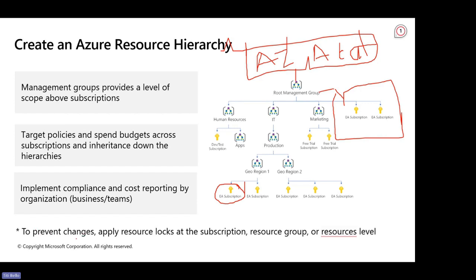Now, note here, to prevent charges, you need to apply what we call resource locks at the subscription level, resource group level, or at the resource level itself. And when we mean resource lock, that means maybe you want to limit the type of resources that these people, HR, can create. You can lock down certain resources. You will use Azure policy to achieve that, right?